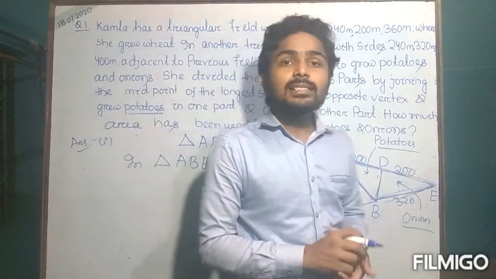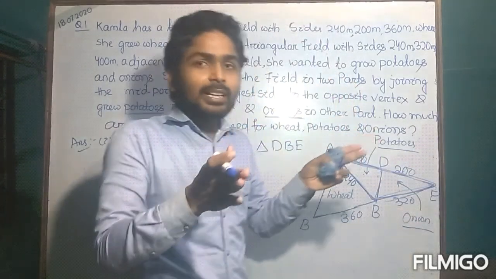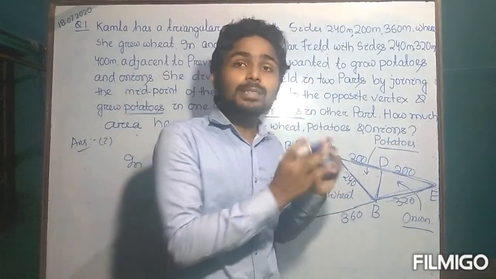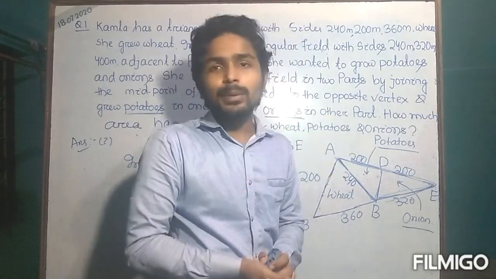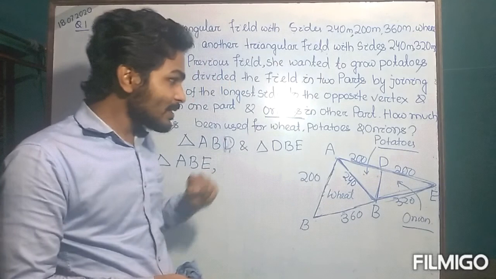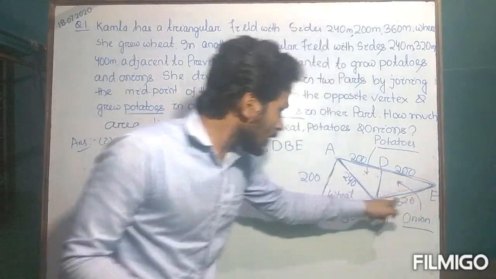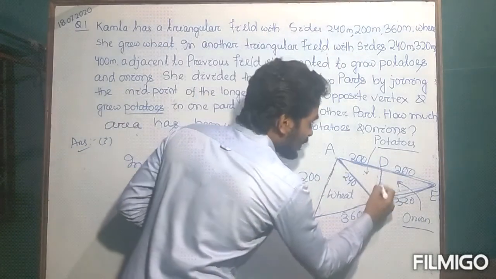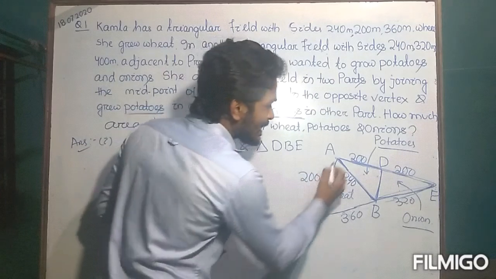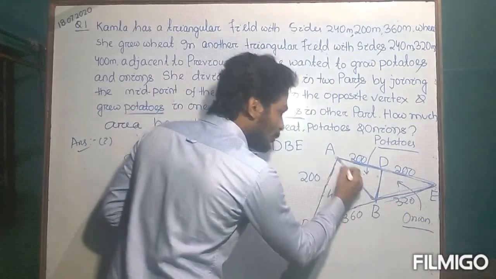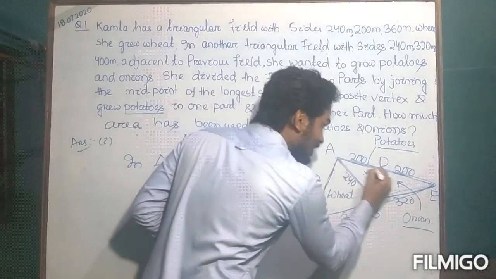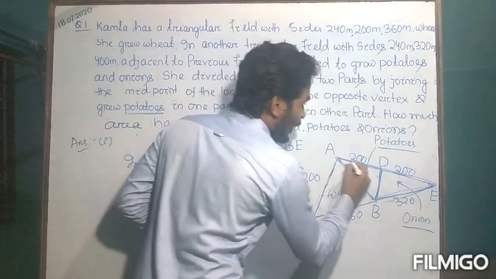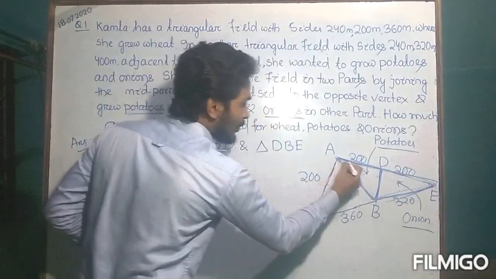Suppose the total area is 400 meters square, then divide in two parts, that is 200 and 200. That means in 200 meters square she will grow potatoes, and in another 200 meters square she will grow onion. That means we need to find the area of the total triangular field. If we try to find the individual triangular field, then it is impossible. Why is it impossible? See, in this triangular field, though you have this side, you don't have the length of this side. That is why you have to find the total area of this triangular field.